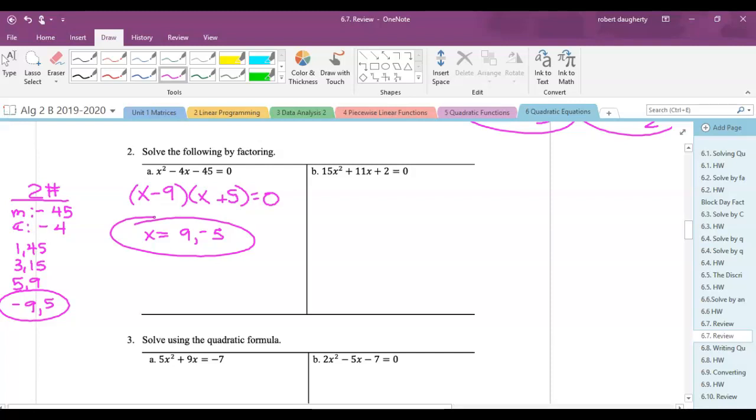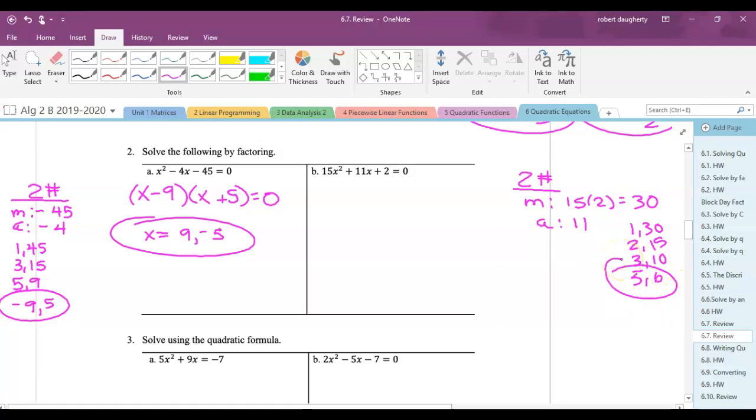If we look at the next one, this will factor if I can find two numbers that multiply to give me whatever 15 times 2 is, which is 30. And these numbers need to add to give me 11. Factors of 30 are 1 and 30, 2 and 15, 3 and 10, 5 and 6, and then I'll start to repeat after that. The only way to add those and get 11 is a 6 and a 5.